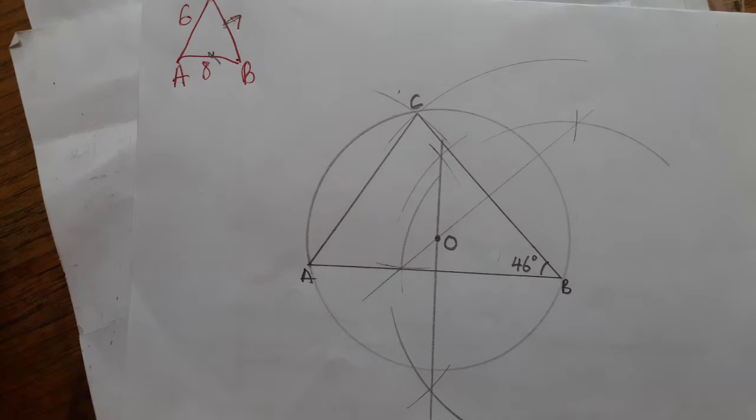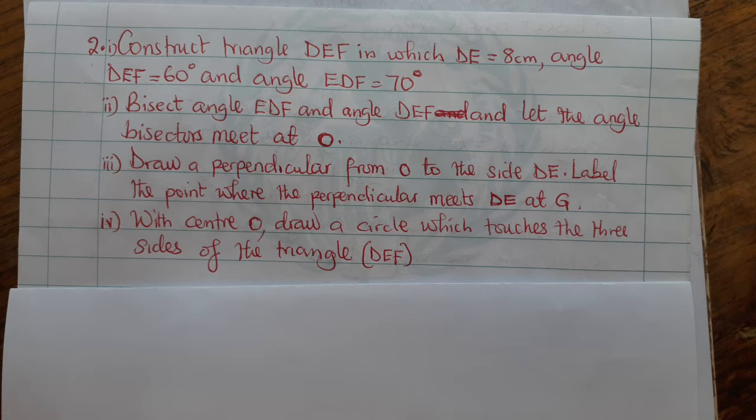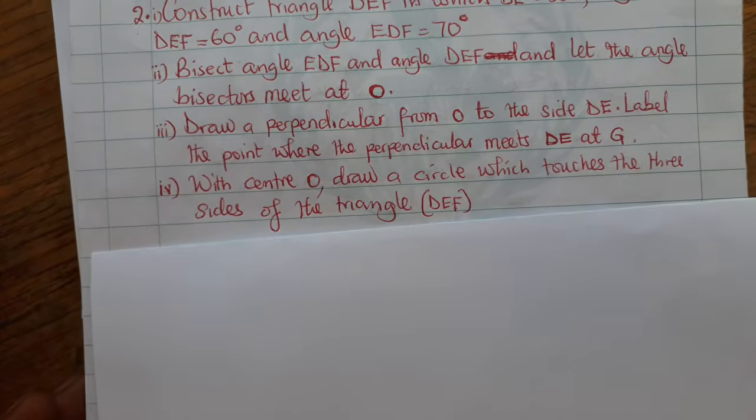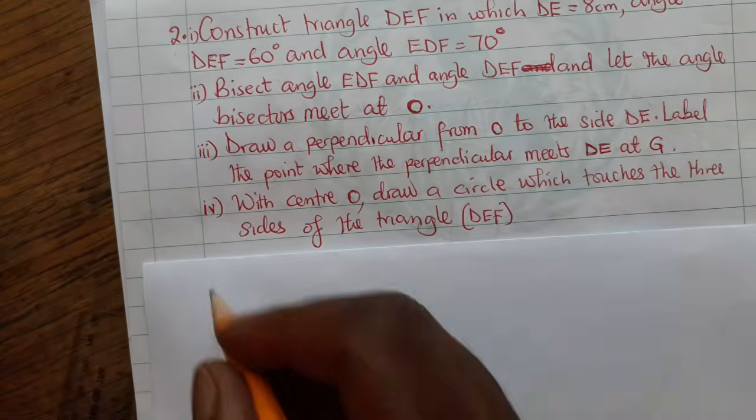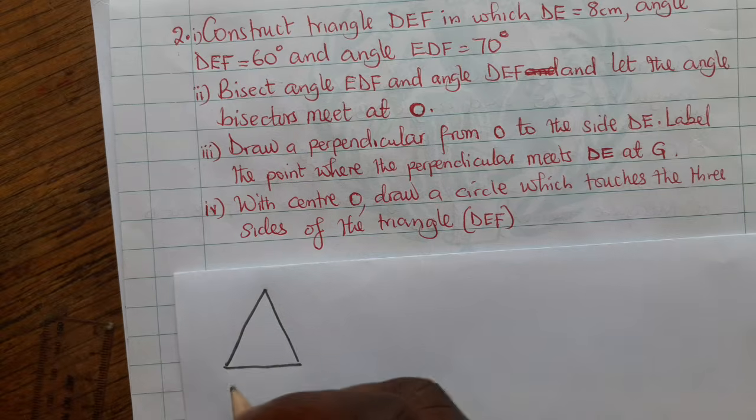Let's look at the second example. Okay, so we have question 2, which says construct triangle DEF in which DE is equal to 8 centimeters, angle DEF is equal to 60 degrees, and angle EDF is equal to, okay, so the first part there is to construct a triangle. And I've told you that the first thing you're supposed to do is to come up with a sketch. The sketch is what? DEF.